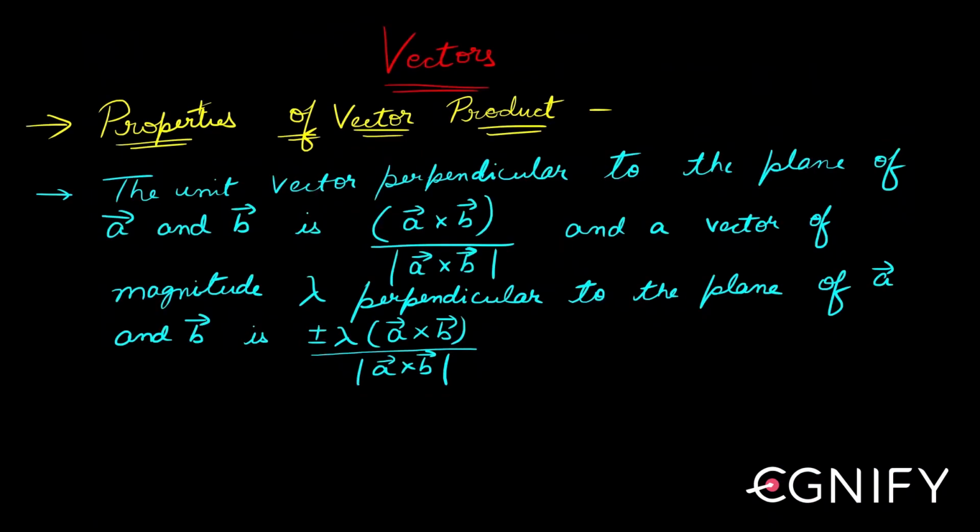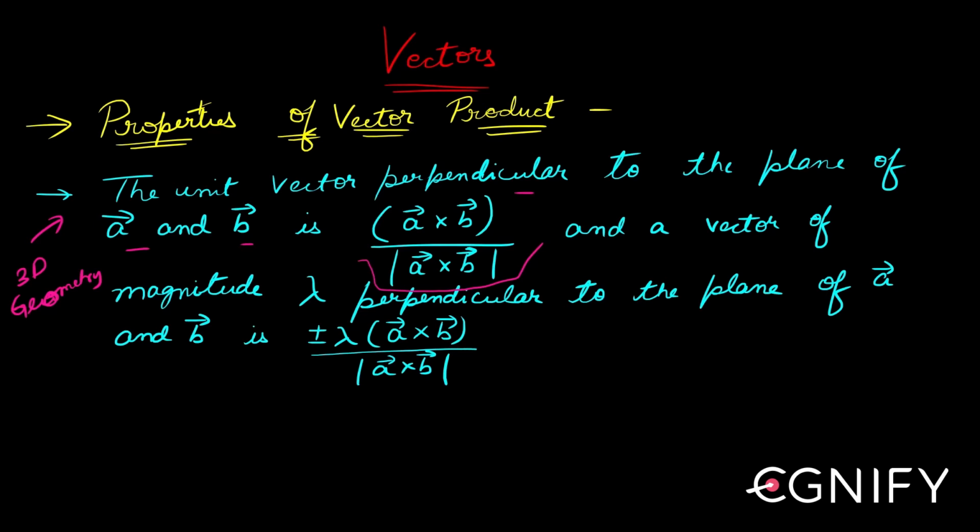Now let's look at the final property of vector product. This is a useful property because a lot of times, especially for 3D geometry, they might end up asking a question which involves this concept that I'm going to teach you here. Let's look at the statements one by one. The unit vector perpendicular to the plane of A and B is this weird thing. Is it actually that weird?